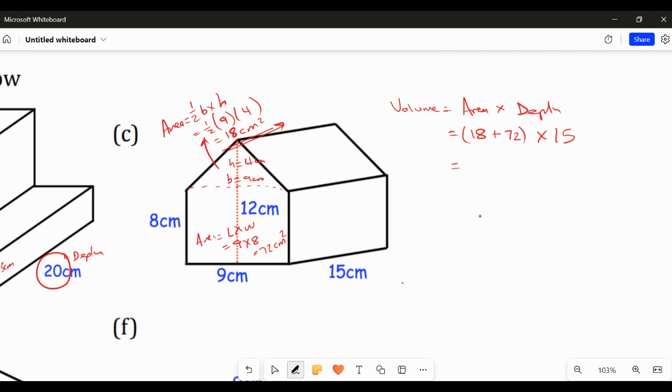18 plus 72 is 90. And 90 times 15 is 900 plus 450. It comes to 1,350 centimeters cubed for that.